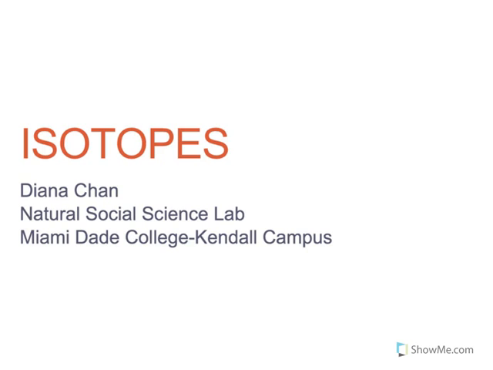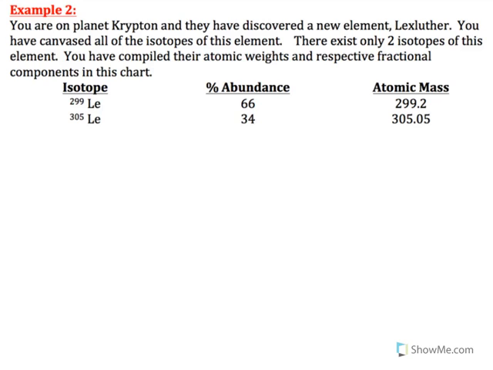Kendall campus, and I'm going to go over the second example. In the last video, we discussed how to find the average atomic mass given that the isotopic masses and their abundances were provided. I mentioned how your teacher could give you a scenario where you would need to find the average atomic mass, but it is not an element given on the periodic table. Example 2 is such an example.